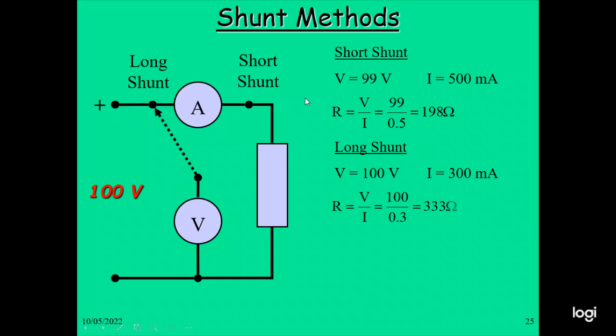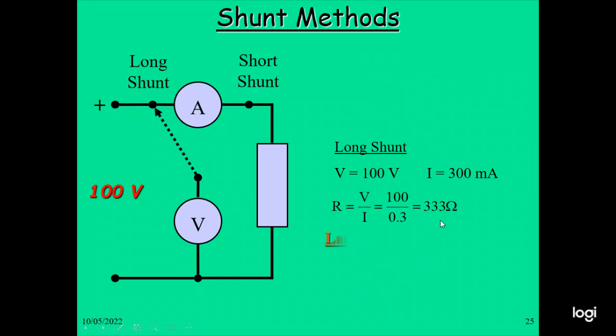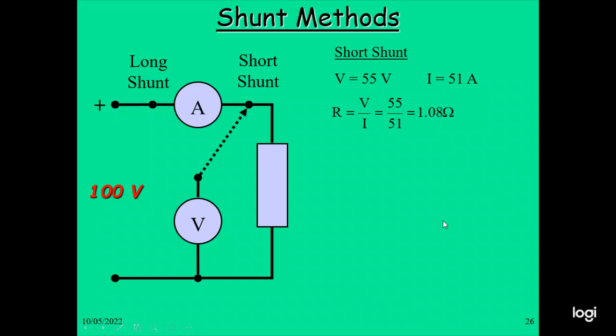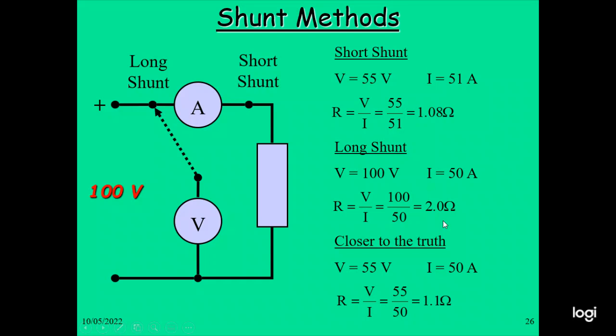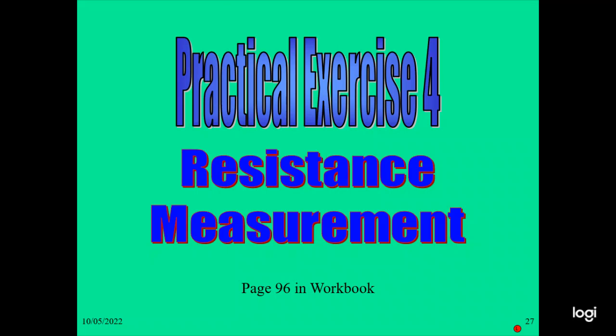Short shunt method: supply voltage 99 volt, current 500 milliampere, R equals V by I, so 99 divided by 0.5, you get 198 ohm. Long shunt method: voltage 100 volt, current 300 milliampere, R equals V by I, so 100 divided by 0.3, 333 ohm. So this is the long shunt method and short shunt method diagram.